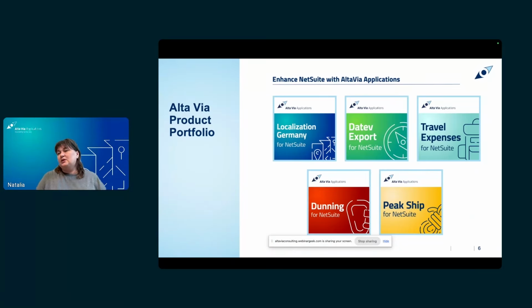Here on the screen, you see all our apps which are currently on the market from Altavia applications. It's, of course, Localization Germany, Data for Export for NetSuite, Travel Expenses, Dunning, and Pick Ship.